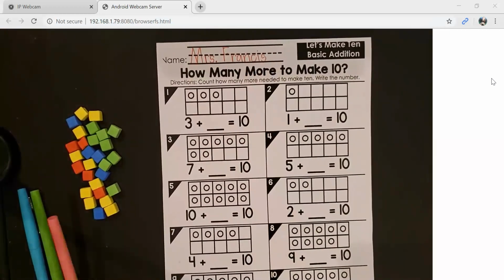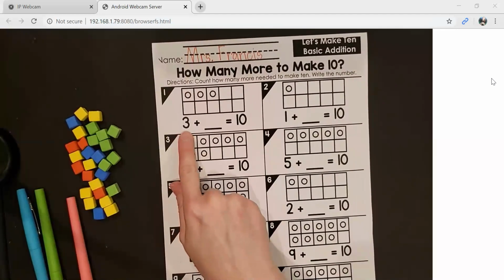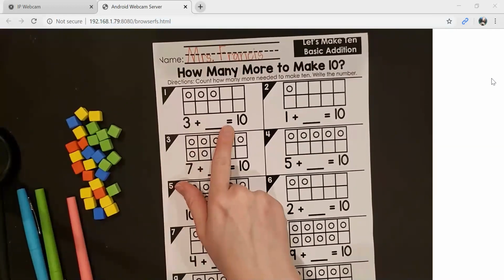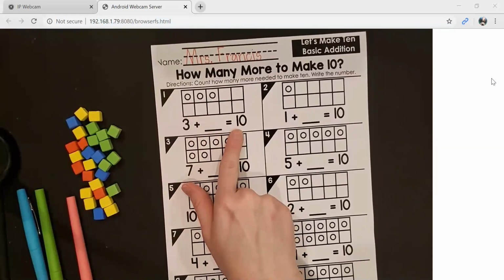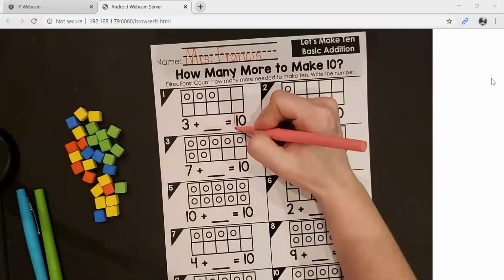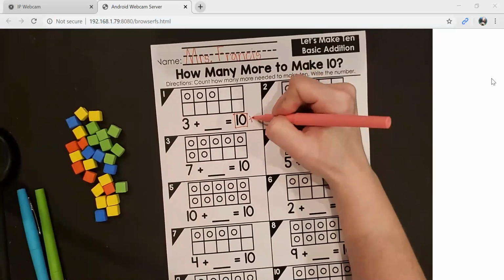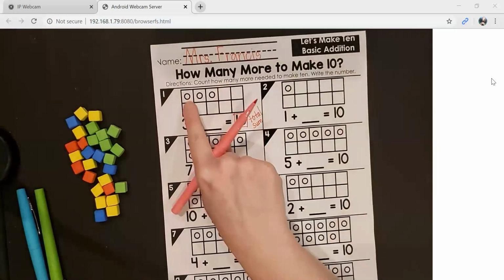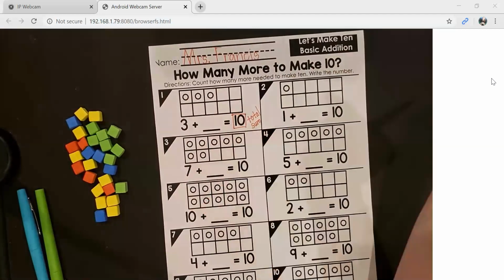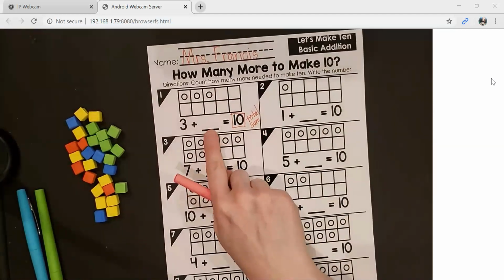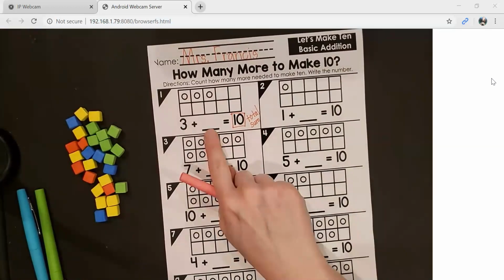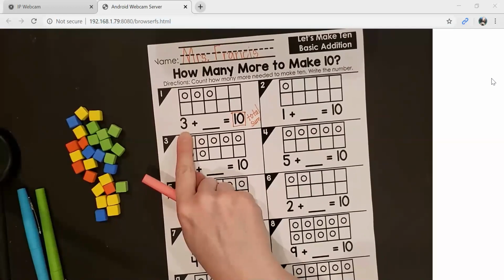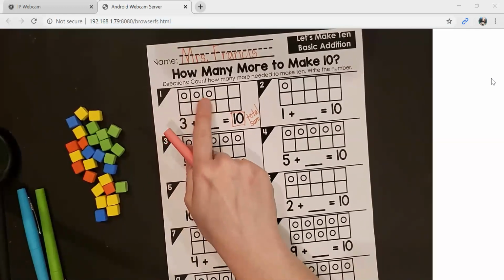All right, number 1. My problem reads 3 plus what equals 10. I know that at the end of this problem, I should have a total or a sum of 10, which means this 10 frame is going to have to be completely filled up. My unknown is what I'm solving for. This is what I do not know. I do know that I have 3. Okay, and the 3 are already there on the 10 frame for me.